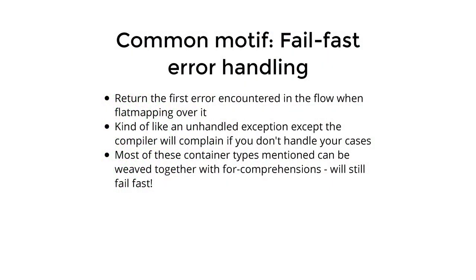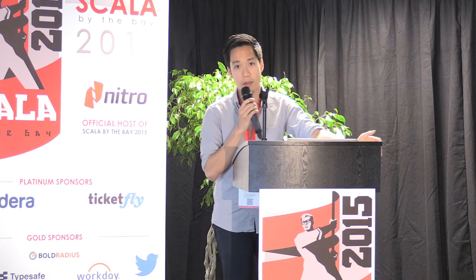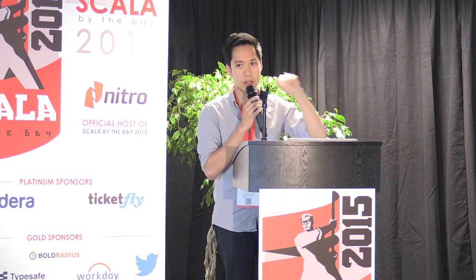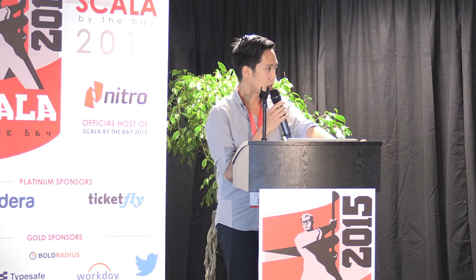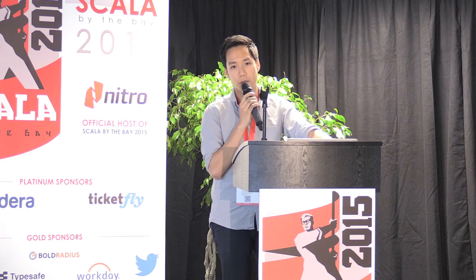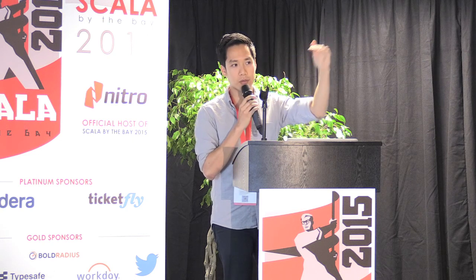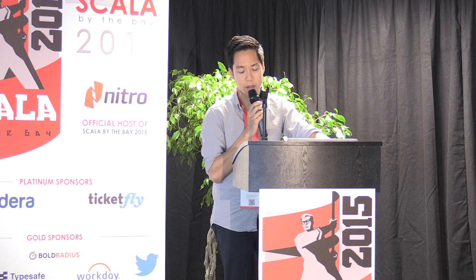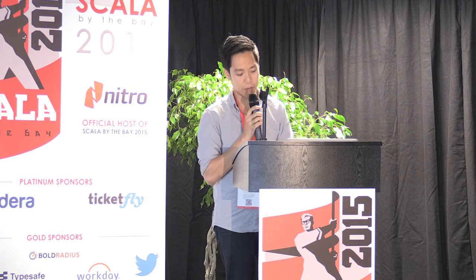The common motif with all these types is that they fail fast, right? What happens when you chain flat mapped computations on top of these? Within the context, if it sees that the previous context was a failure, it will not run your next computation. It just passes it along up until the end of the call chain, and you get back the first failure. In this way, it works similar to an unhandled exception, where you get an error early in your call chain, and that's the first thing that gets returned. Nothing else gets executed. The nice benefit here is that with the Scala syntactic sugar of for comprehensions, you can still have this fail-fast behavior.